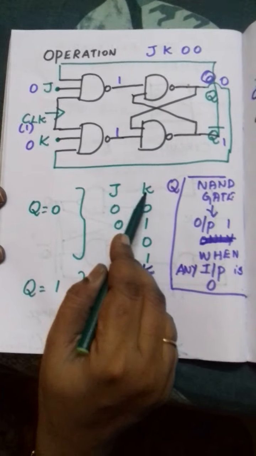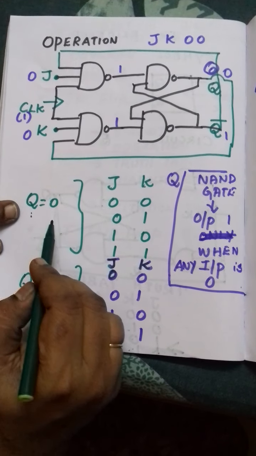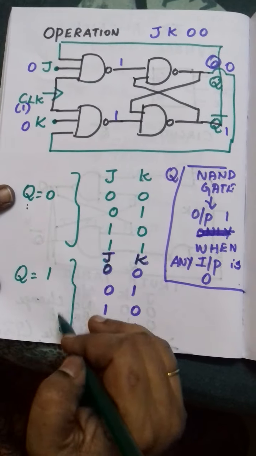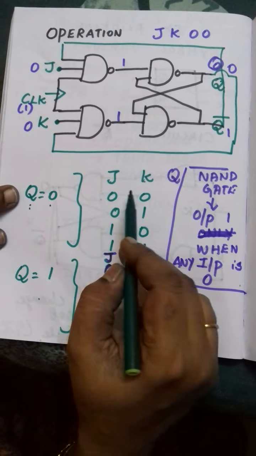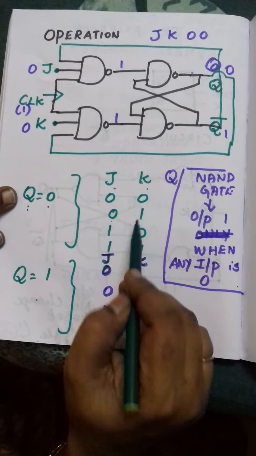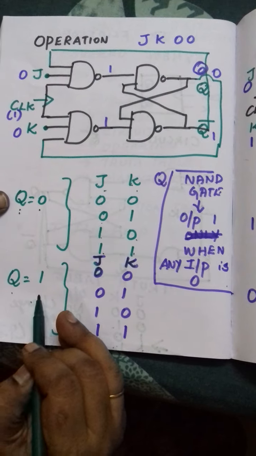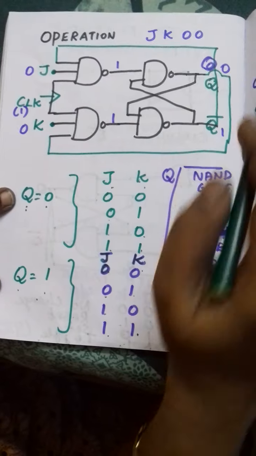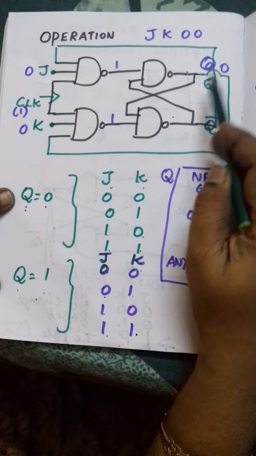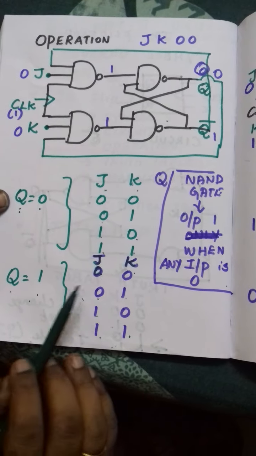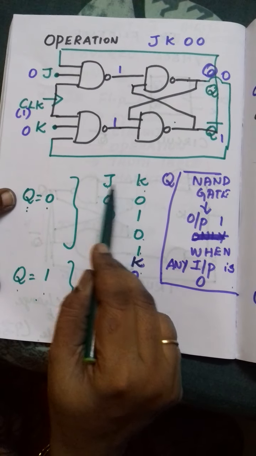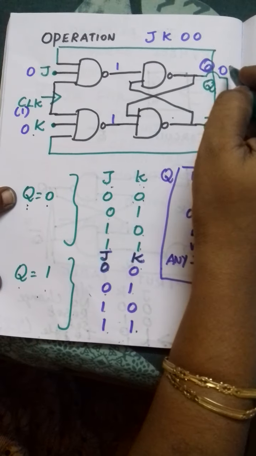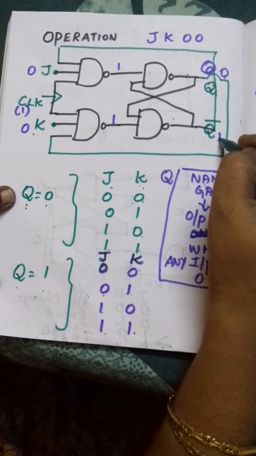So you know your inputs are J and K. The previous output Q may be 0 or 1, we don't know. Q may be 0 or previously Q may be 1. So you have to check all the conditions. When Q is 0, the possible combinations of JK are 0 0, 0 1, 1 0, 1 1. When Q is 1, the same possible combinations 0 0, 0 1, 1 0, 1 1. That is, I am analyzing this flip-flop keeping Q as 0 as well as Q as 1. So first let me start with the operation for JK equal to 00. For J I am giving 0, K also 0, and Q is 0. So if Q is 0, automatically Q bar will become 1.